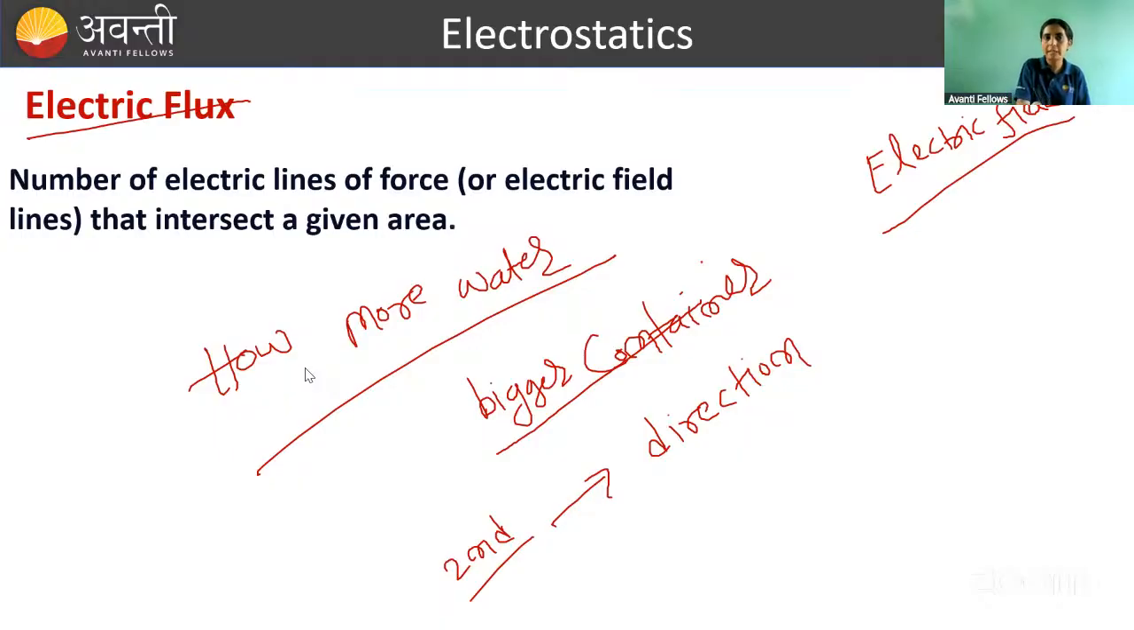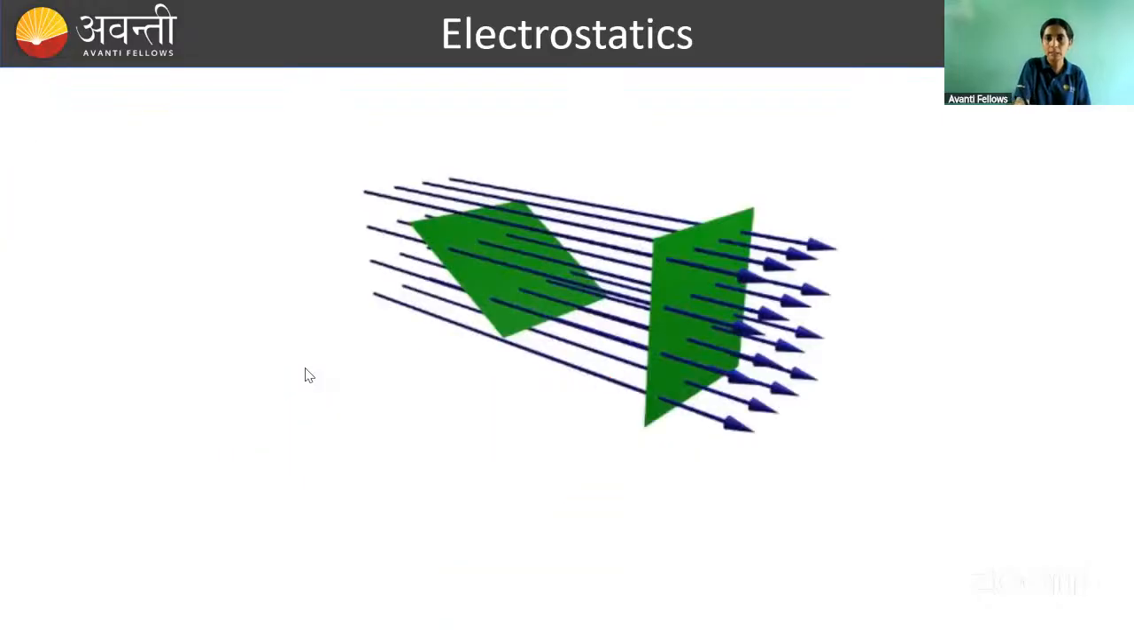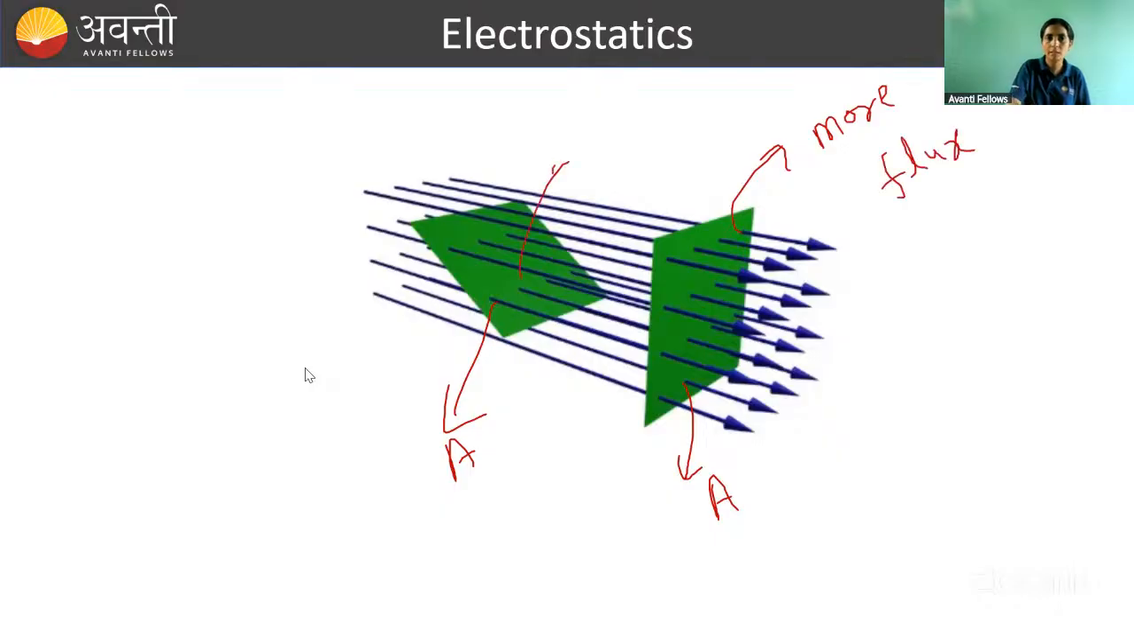So number of electric field lines of force that intersect a given area is called electric flux. जैसे यहाँ पे देखो example दिया, this is electric field lines, arrow things, and this is area. Two areas I have taken. Both have the same size. यानी कि container size is same in both cases. Area is same, but through first less number of field lines is crossing, and through second more number of field lines is crossing. So here I will say more flux, and here I will say less flux.